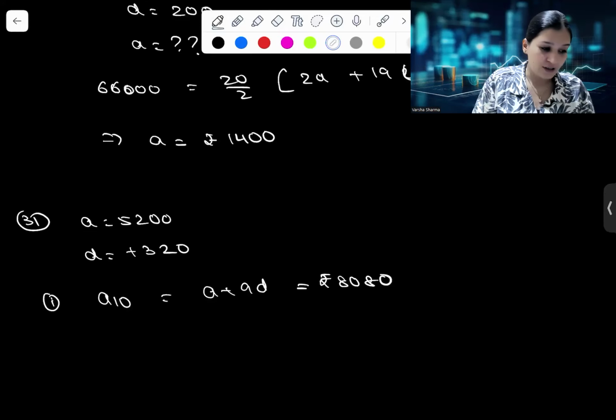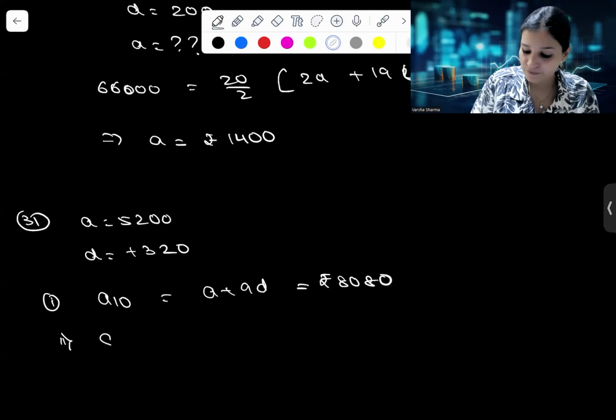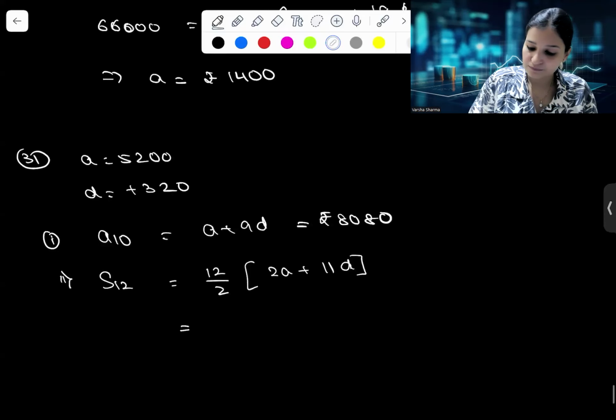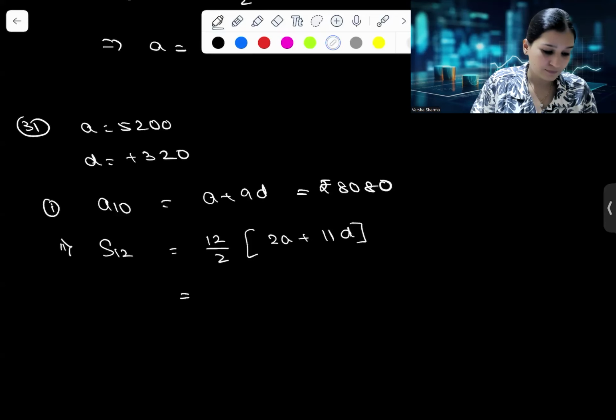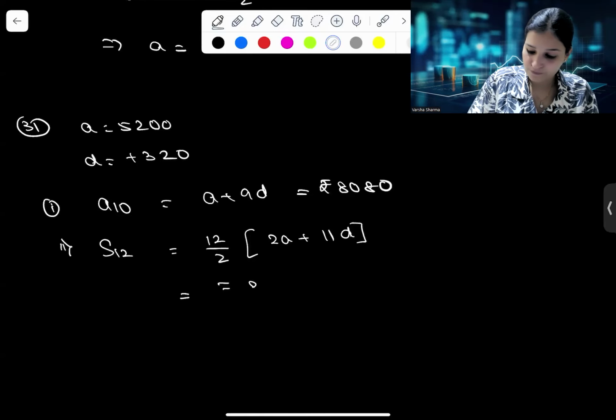8,080. Second, total earning during the first year. So what do we need to find? S12. So n by 2, 2A plus n minus 1 into D. Answer? 83,520.